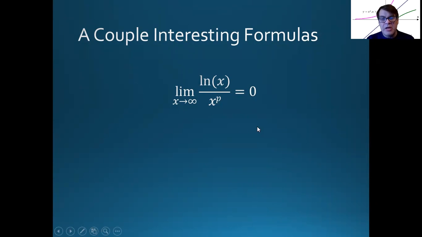But this relationship will become obvious when we get to L'Hopital's rule later on in the chapter. So the limit as x approaches infinity of the natural log of x over x to a power equals 0. So I just wanted to put it here because as long as that section is, we're going to need all the brain space we can have when we get there.